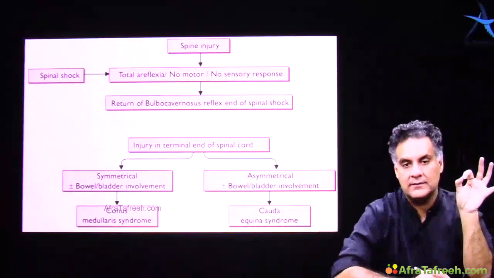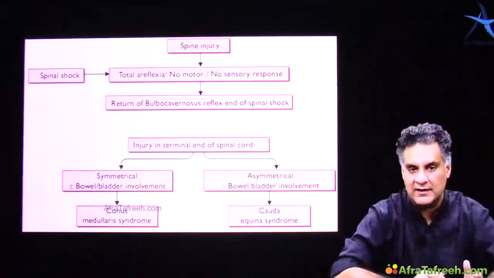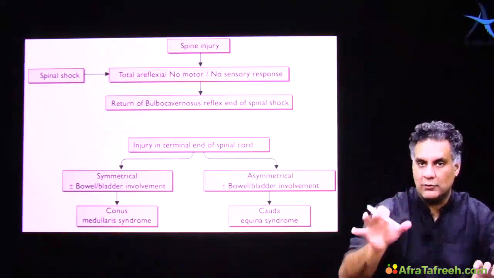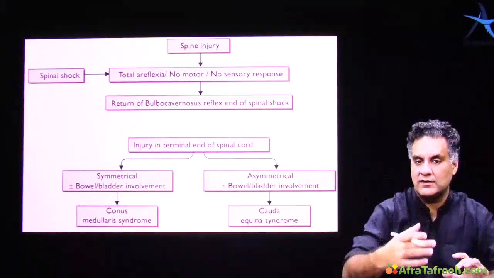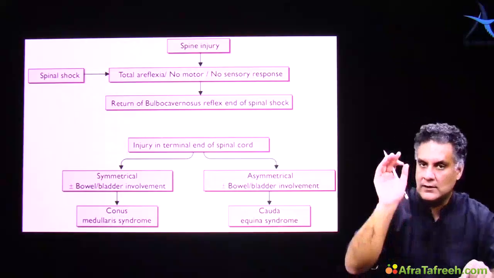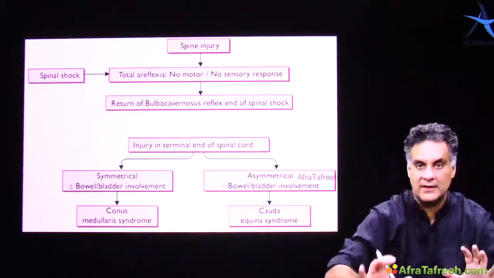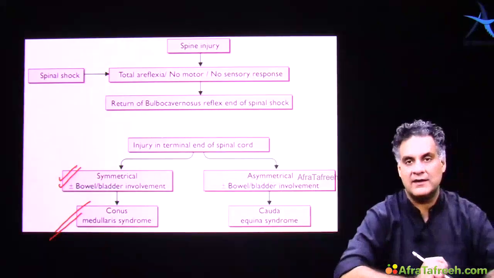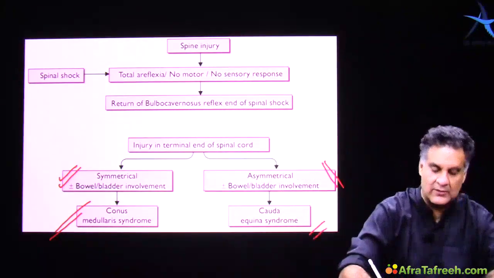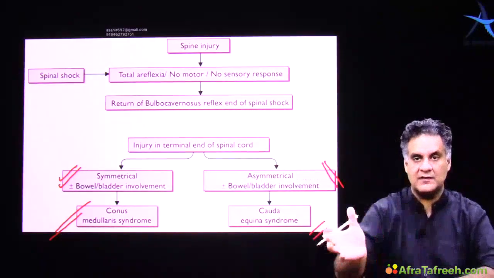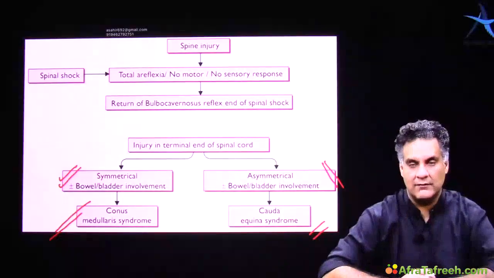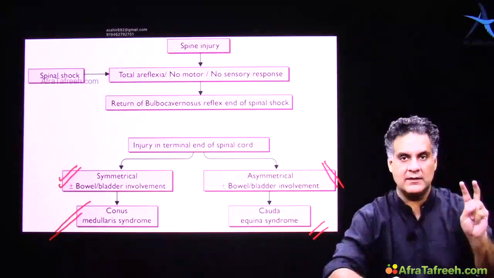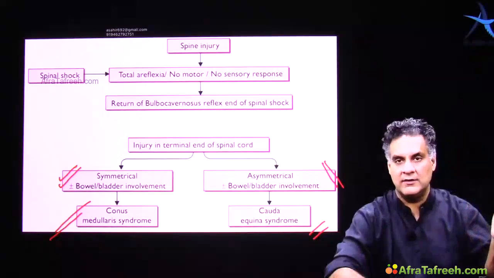When you look at a spine injury, the initial injury is a total areflexia. No motor, no sensory symptom, no bulbocavernosus reflex, called spinal shock. This gets over with the return of the bulbocavernosus reflex, the end of spinal shock. In the lower part of the spine where the nerve roots are there and the terminal spinal cord is there, if you have a symmetrical damage with bulbocavernosus involvement, it's called conus medullaris. And if you have asymmetrical involvement, it's called cauda equina syndrome. So the difference is, in cauda equina only the right side can be affected, whereas conus medullaris will usually have equal involvement of both the right and the left lower limb. These three terms are very importantly asked. Rarely all three will be a question in the exam.